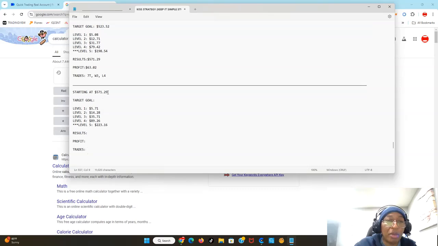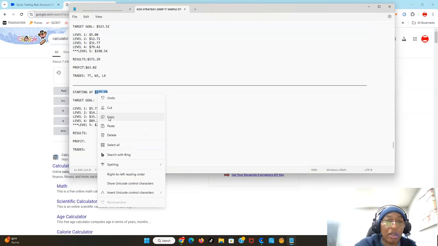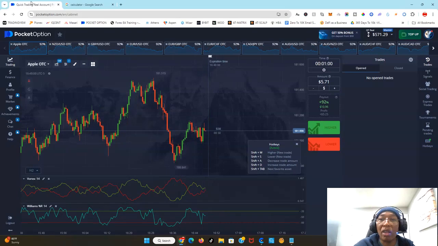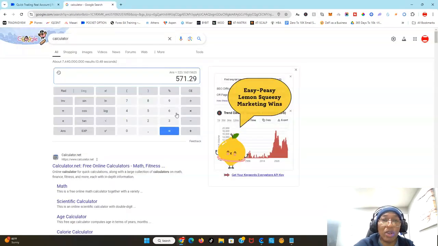So the target is 3% of this. Our daily target is 3%. So we're going to copy that and paste it here. Well, we can't paste it. So it's 571.29. I think that's the figure. Yep, 571.29 times 3%, we're increasing that by 103%. So this is what we are looking for, 588.43.